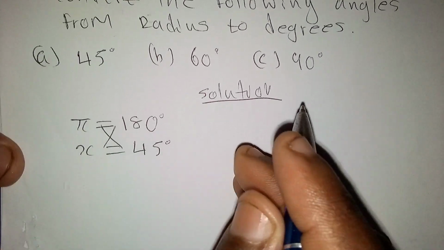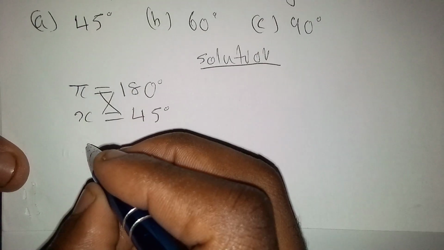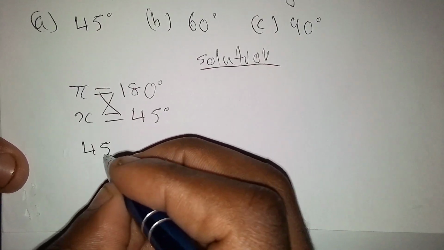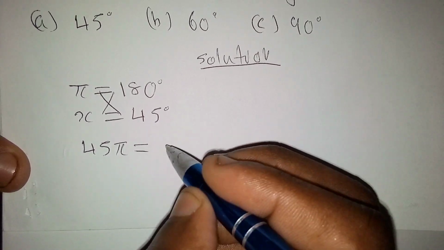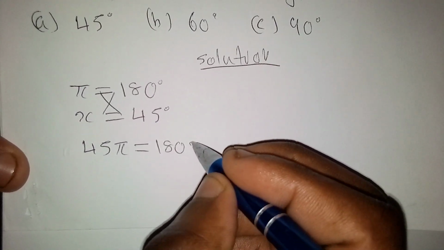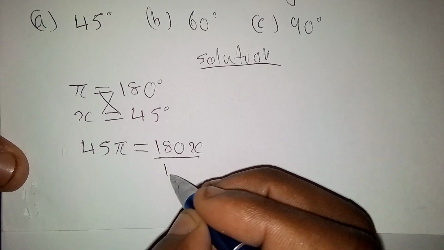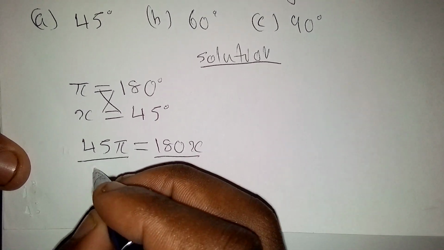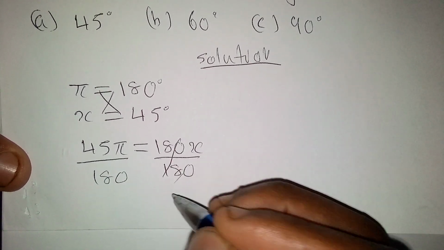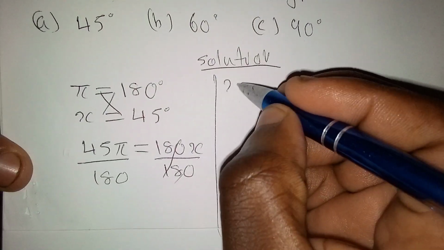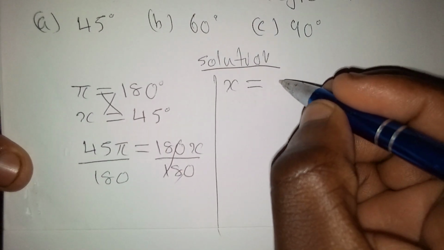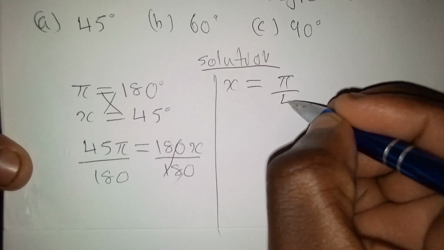So we can cross multiply. Then we have 45 pi equal to 180x. Divide by 180 both sides. So this gives us x equal to pi over 4.